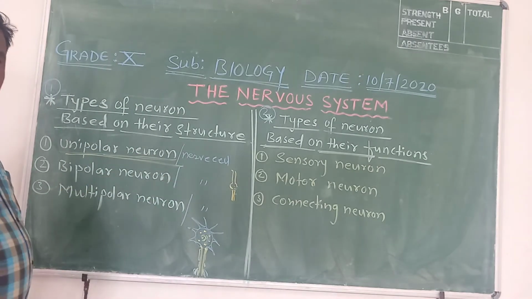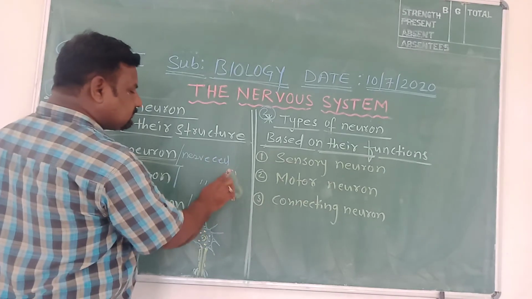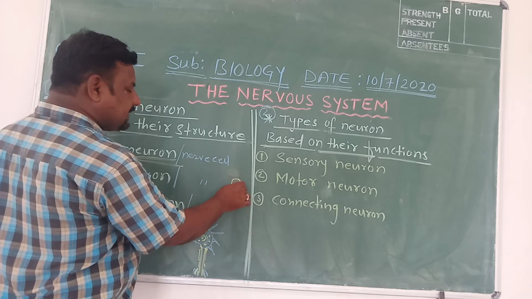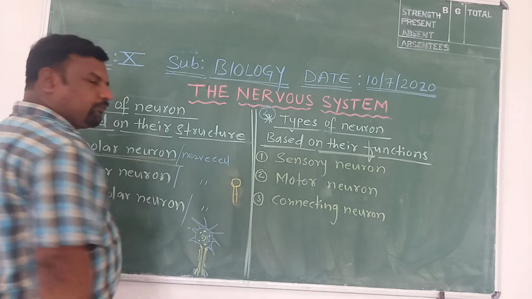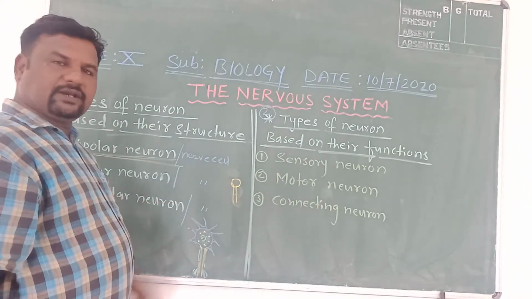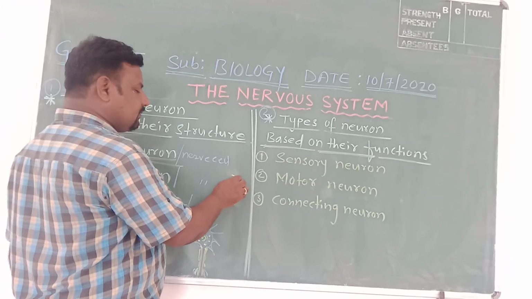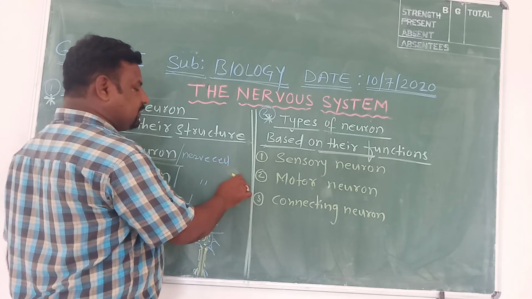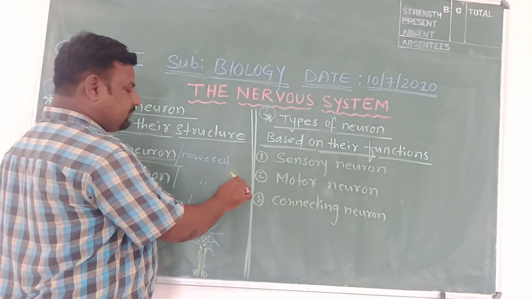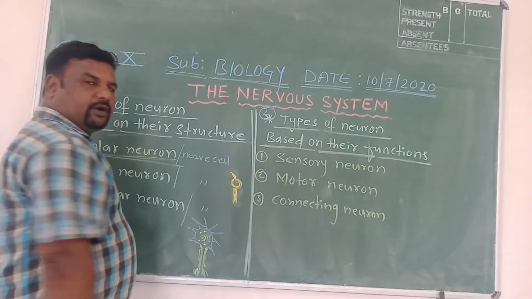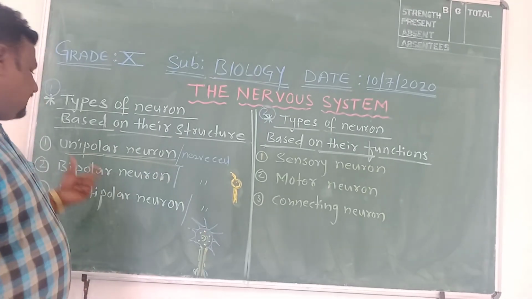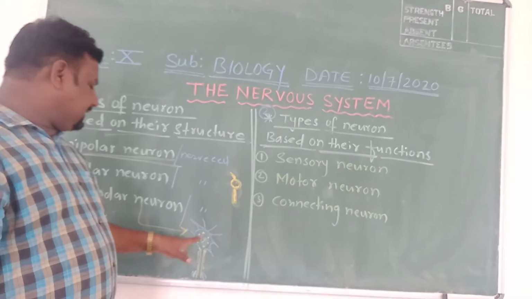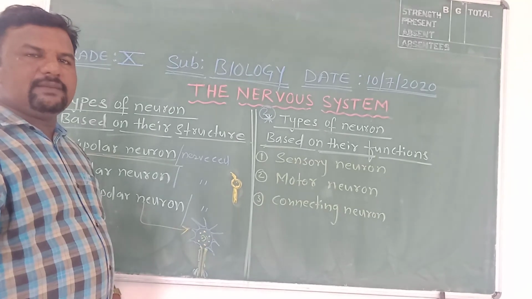And a bipolar neuron will have a long axon and a cell body like this. This is a bipolar neuron, and it will have dendrites: one dendrite, one axon, and a centrally located cell body. This is a bipolar neuron. For a multipolar neuron, take this example: several dendrites arise from the cell body. This we can take as a multipolar neuron or multipolar nerve cell.